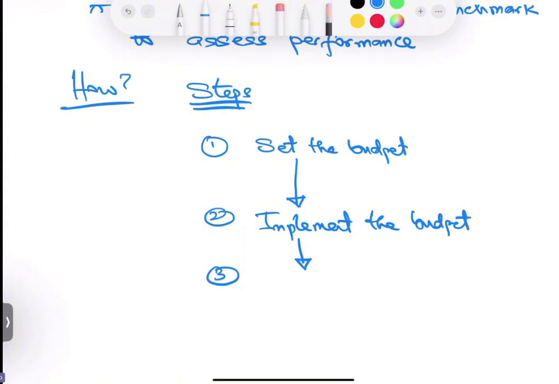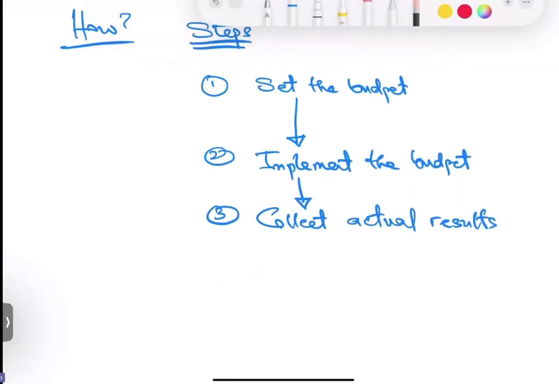So the question is, how did you perform? Give me your actual results. That is where we'll collect the data. So the next step is to collect those actual results. If we have said that our operating expenses should not be more than 10 million, that is the budget. But the question now is, what is the actual? So we need to collect the actual.